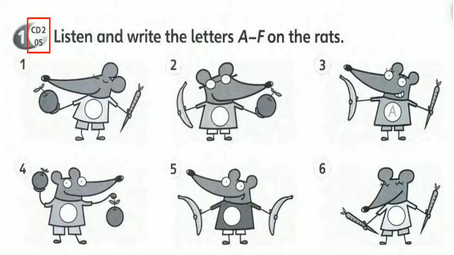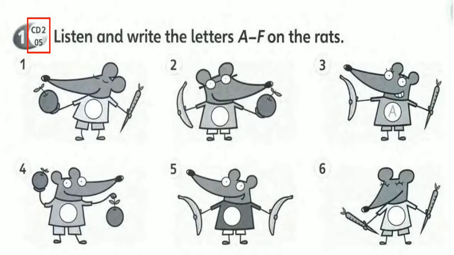Rat C. I've got an apple and a carrot. I haven't got a banana. Rat D. I've got two bananas. I haven't got a carrot and I haven't got an apple.